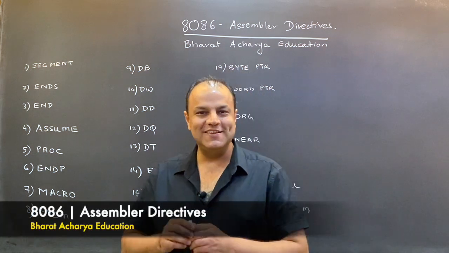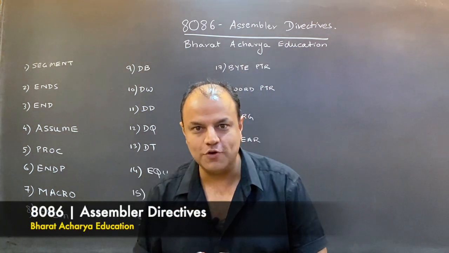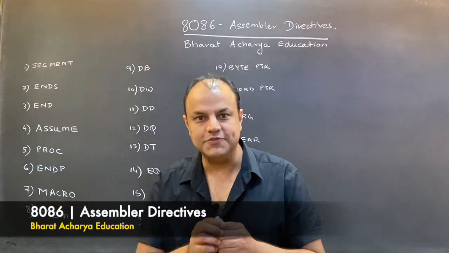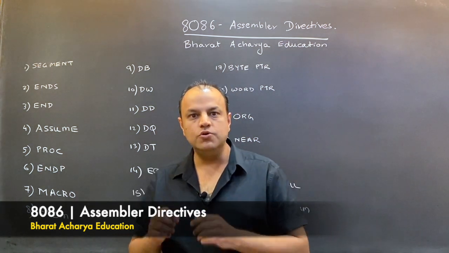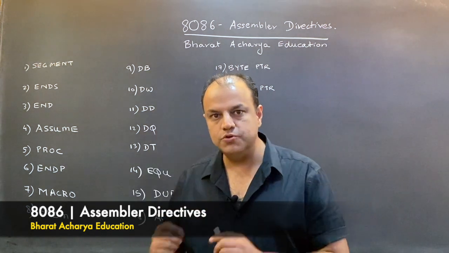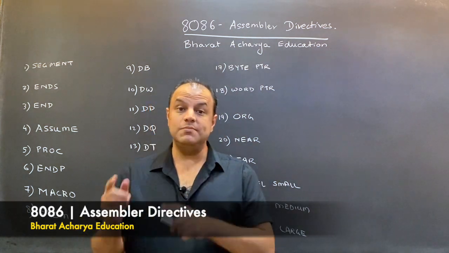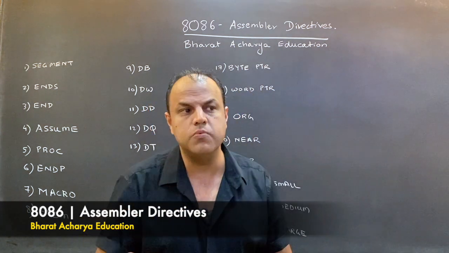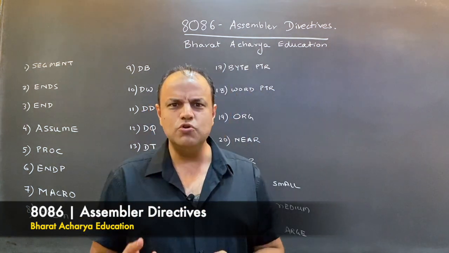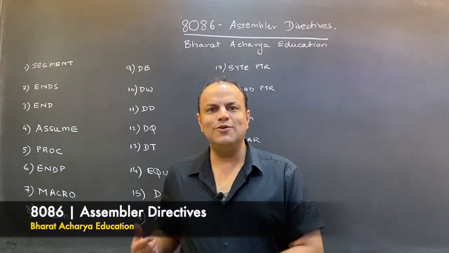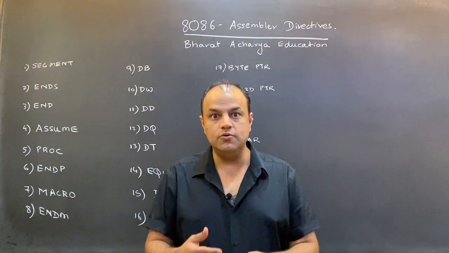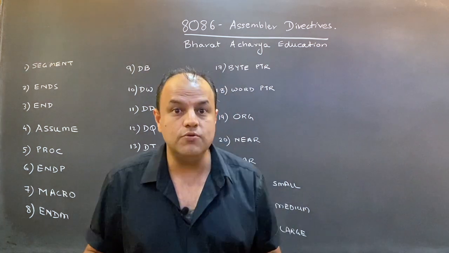So today's video, we are learning assembler directives of 8086. Yes, when you want to do assembly programming, you need to know how and when to use these assembler directives. Assembler directives are also called pseudo opcodes. Why such a name? Pseudo means false, because these are not instructions. They don't execute. Hence, they don't have an opcode.